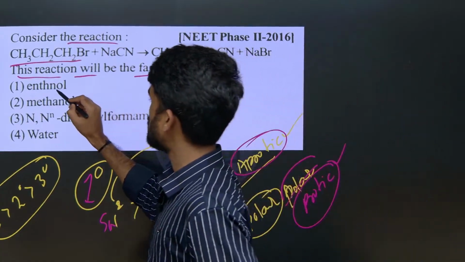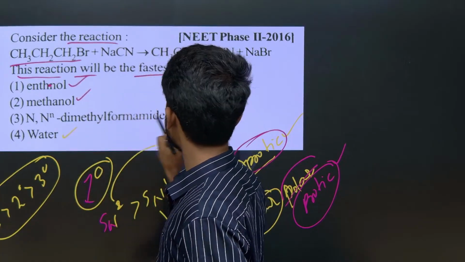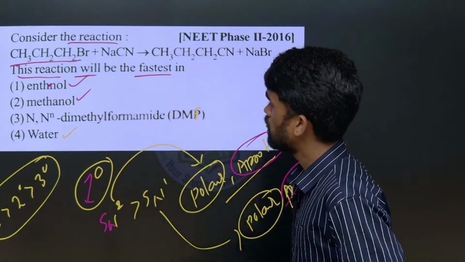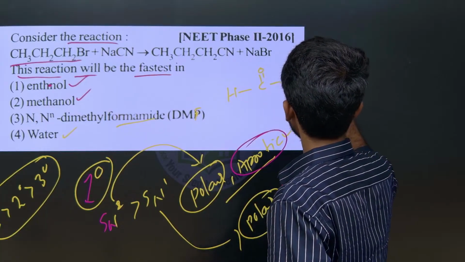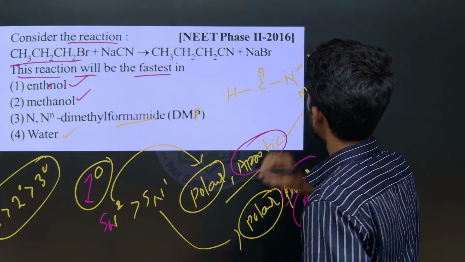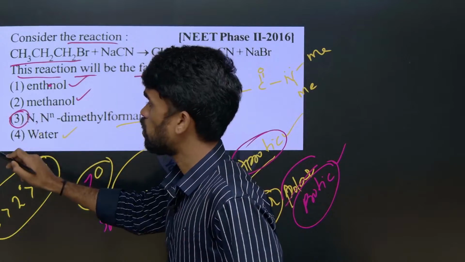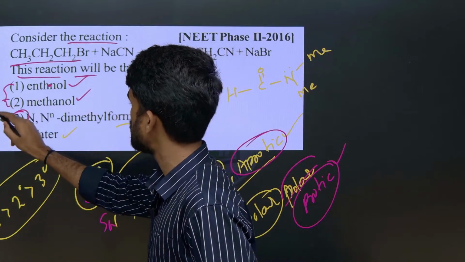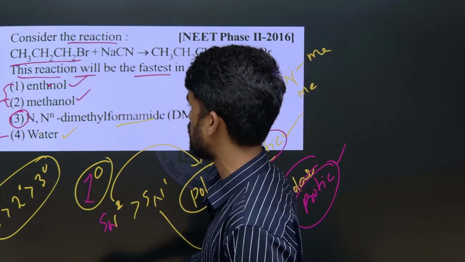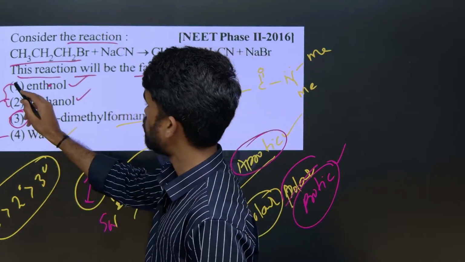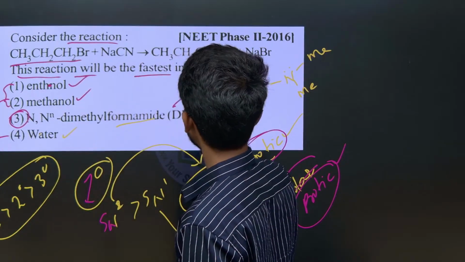See, here it is ethanol, maybe a spelling mistake, and methanol, okay, and water, and here it is DMF, N,N-dimethylformamide. So we can write this is the DMF, okay. It won't form hydrogen bonds effectively, and therefore this will be a polar aprotic solvent, but options 1, 2 and 4 are polar protic because they can form hydrogen bonding effectively when compared with the third option. So options 1, 2 and 4 will favor SN1 more, and the third option will favor SN2.